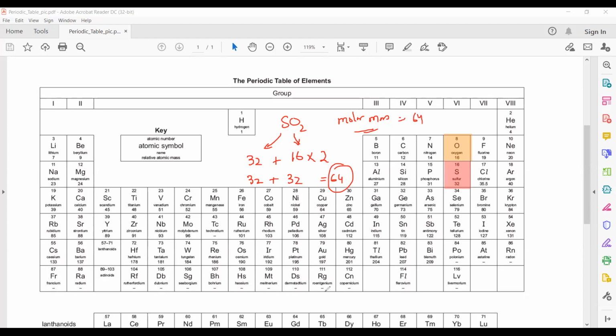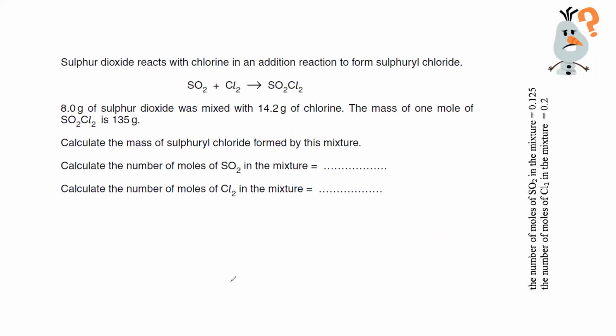So when we check the question, we need the moles of sulfur dioxide. So how to get the moles of sulfur dioxide? That will be mass in gram of sulfur dioxide divided by its molar mass. The mass in gram of sulfur dioxide is 8, and the molar mass we worked out by a periodic table is 64. So 8 divided by 64 is 0.125. So how many moles will we get? 0.125 moles. Is it clear, the first part?